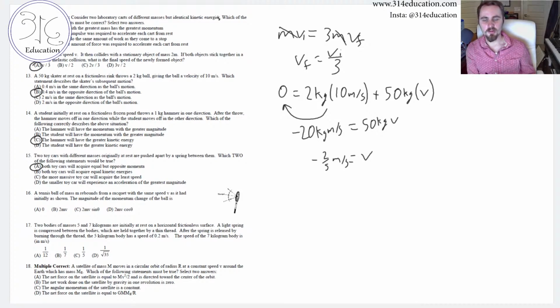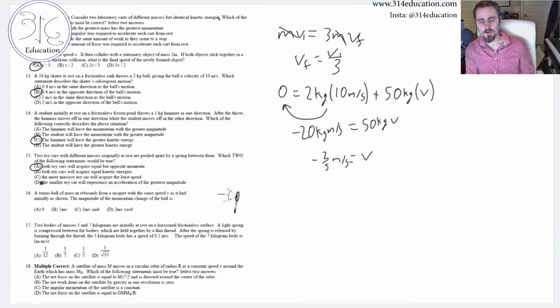If we have something being pushed apart by a spring between them, that means they're third law pairs. They're experiencing the same force at the same time, the same impulse. Same impulse means, therefore, we have the same change in momentum. So if they're both starting at rest, going from 0 momentum, rising up to this new momentum, they have to have equal and opposite momentum. Same kinetic energies, different masses. We can't assume that's going to be the same thing. But D is a good option here.